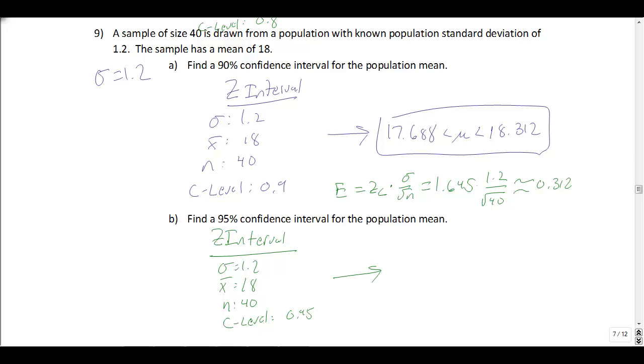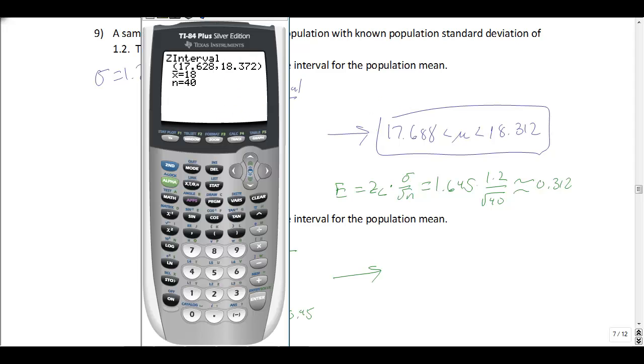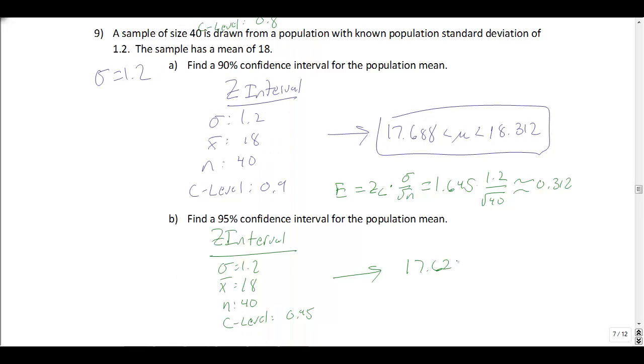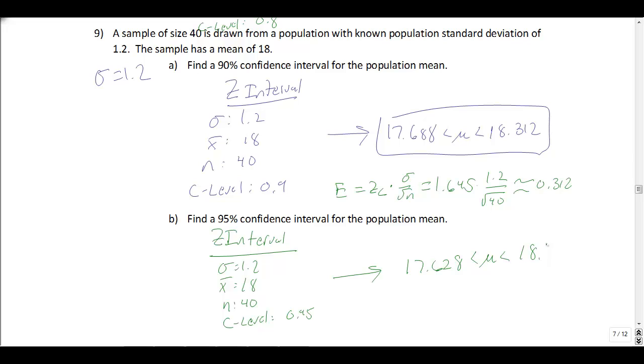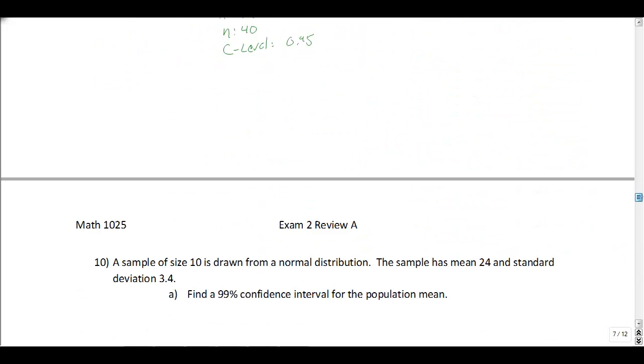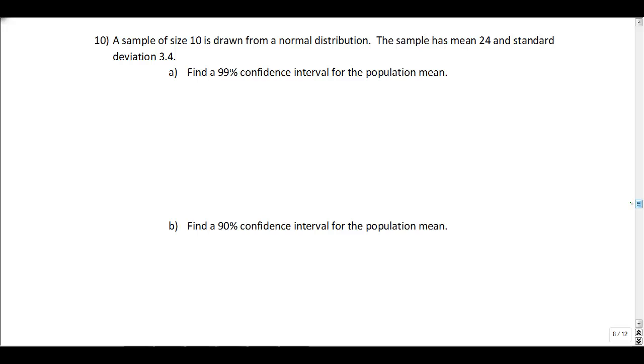So I do that, and I get a slightly different interval. Because I have a higher level of confidence, I'm going to be more confident in the interval, so I have to make the interval a little bit bigger. So I expect the right-hand side to be bigger than 18.312 and the left-hand side to be less than 17.688. So I get 17.628. That dropped down 0.06, and 18.372 went up 0.06, balanced on the right. I didn't know the 0.06 without doing the calculation, but I could guess that it should get bigger that way. Okay.